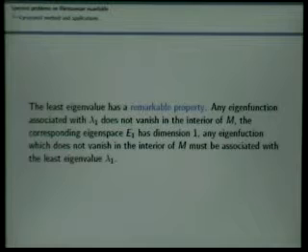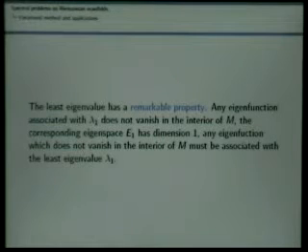Okay, so with this, I want to prove something which is very basic, very important, that the least eigenvalue has a remarkable property: any eigenfunction associated with lambda 1, the least eigenvalue, does not vanish in the interior of M. I must insist that this is true for functions. If you consider the Laplacian on forms, then that's not true anymore. Okay, so let me give you a short proof of this.